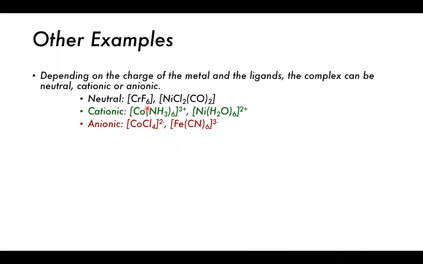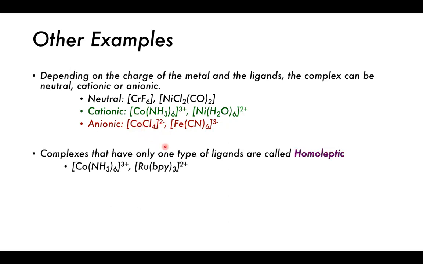So a neutral complex such as chromium fluoride, or this nickel dichloride. Cationic, such as this complex which we just had, or this hexa-aqua nickel 2 complex. Anionic ions, such as hexacyanoferrate 3, or this one, which is tetrachlorocobaltate 2. Complexes that have only one type of ligand are called homoleptic.